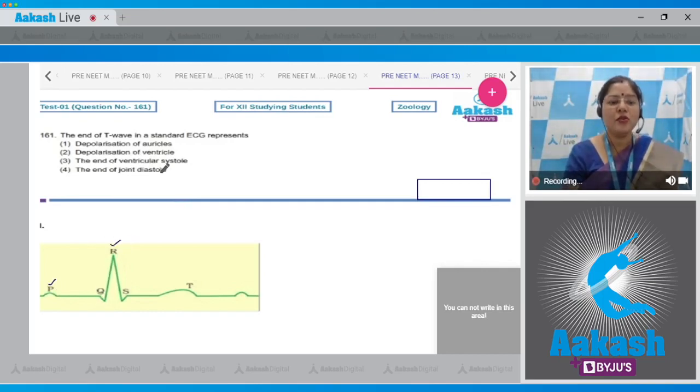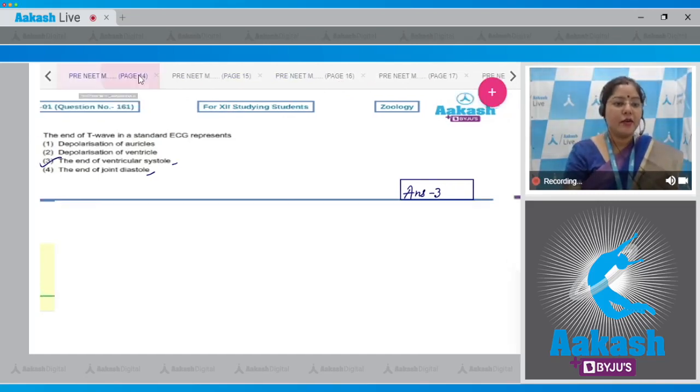Third option, the end of ventricular systole. This is represented by the end of T wave. So correct answer to this question is option number 3. Option number 4, the end of joint diastole is around the beginning of next P wave. So correct answer to this question is option number 3. Let's proceed to the next question.